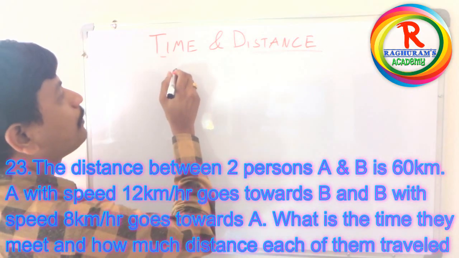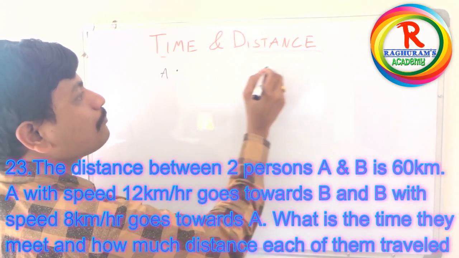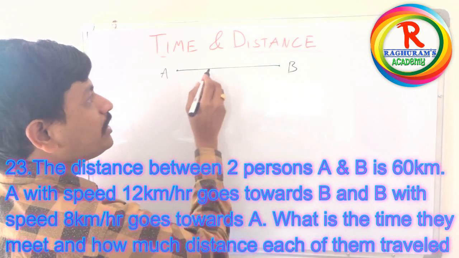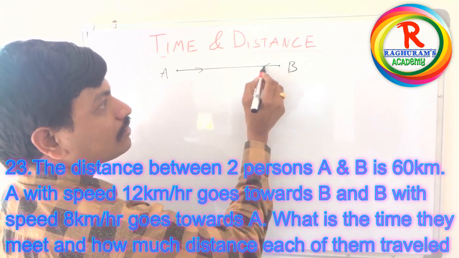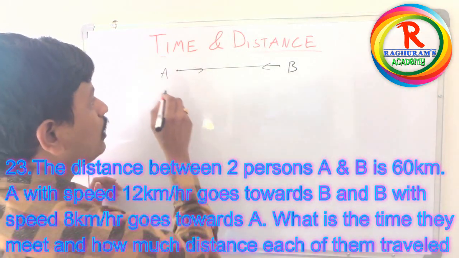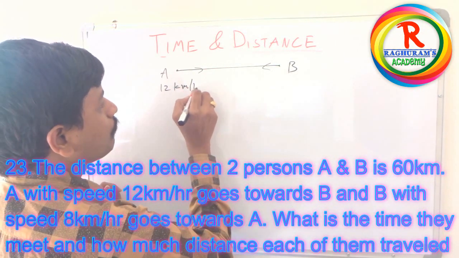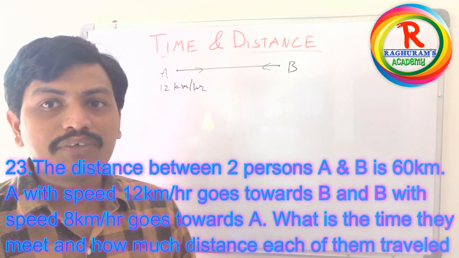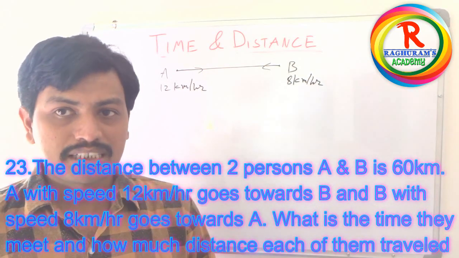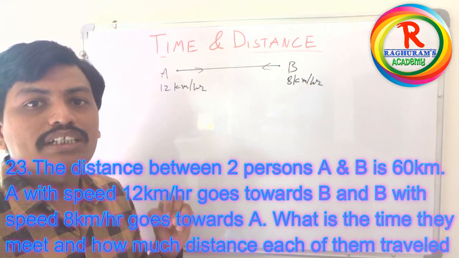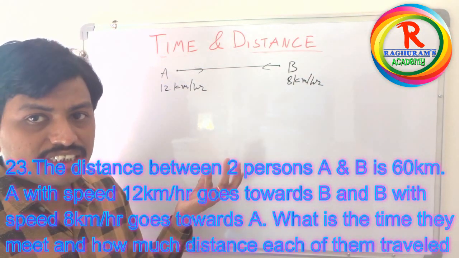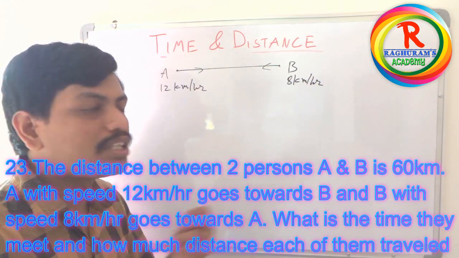Now here in this case a person is here named A and second person named B. So one person is going towards B and another person B is going towards A. What is the speed of A? A with the speed 12 kilometers per hour, and B with the speed 8 kilometers per hour. And what is the question? What is the time they meet and how much distance did each of them travel? First, let us find the time they meet.